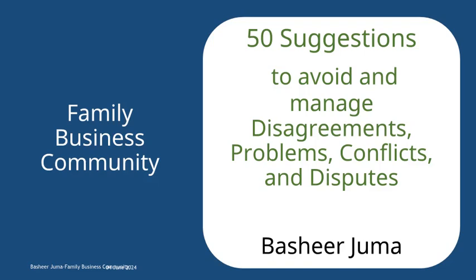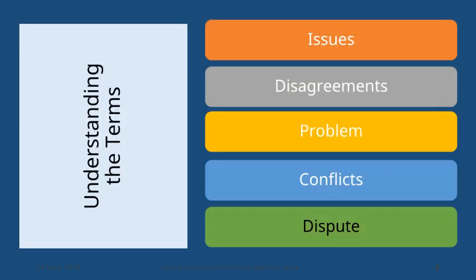For the sustenance, survival, and success of a family business, here are 50 ideas for avoiding and managing issues, disagreements, problems, conflicts, and disputes. Issues, disagreements, problems, conflicts, and disputes are significant matters in a family business. These terms are normally used in discussion. Here are the meanings and differences between these terms.